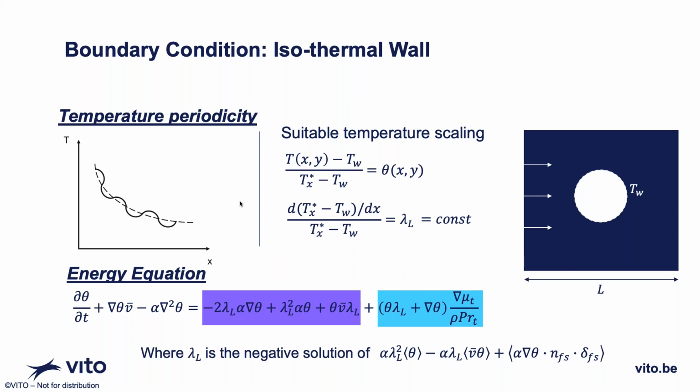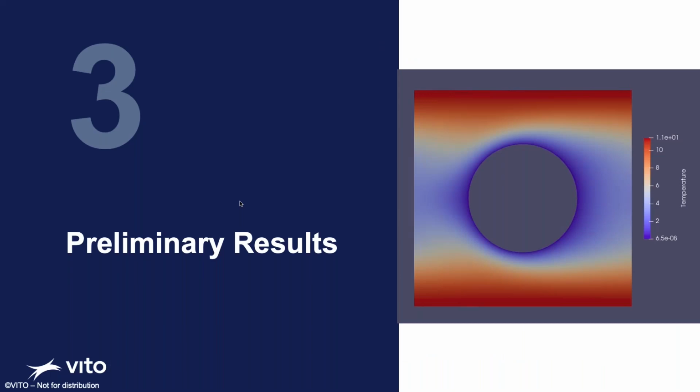To ensure the convergence of the numerical scheme, a stronger relaxation factor is needed for the value of lambda L. This is equivalent to solving a sort of eigenvalue problem of the energy equation. Now, the implementation for both the laminar regime and the turbulent regime has been carried out in SU2. I will show you some preliminary results obtained for a flow around a pin fin.